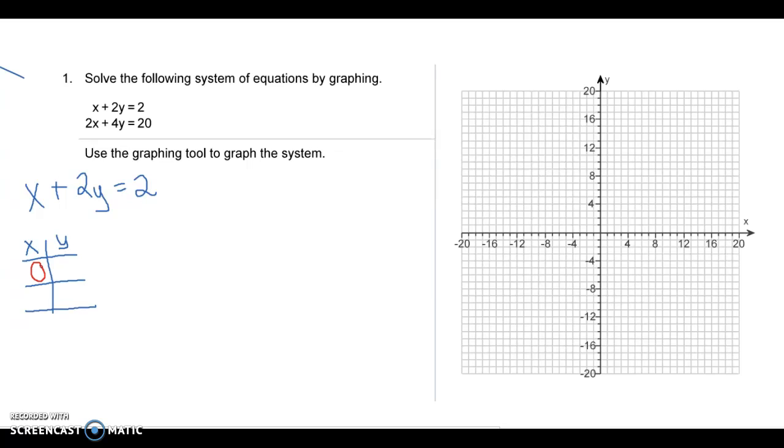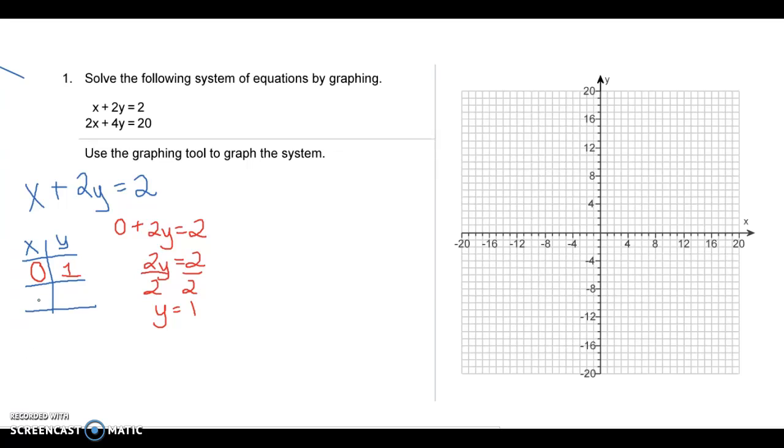Zeros usually work, and if not, then you can pick more numbers. So I'm going to pick 0 for x. That's the one I like to start with. If I plug in 0 for x, that's 0 plus 2y equals 2. The 0 is nothing, so it's just 2y equals 2. And then divide both sides by 2, and I get y equals 1. So again, I can plug in any number I want for x, but I like to choose 0 first.